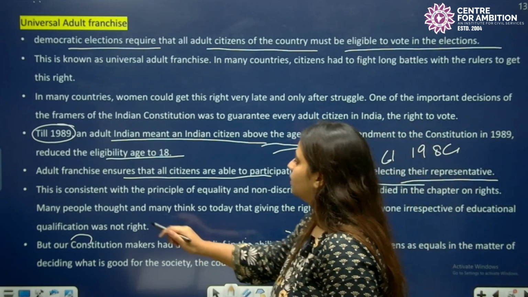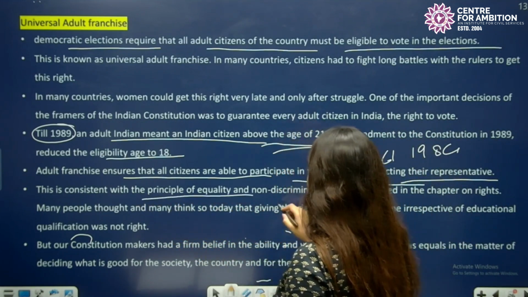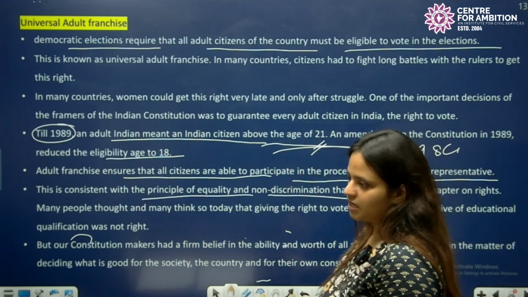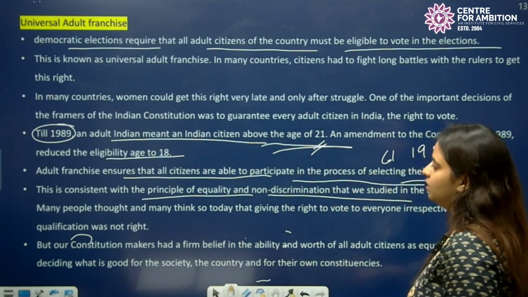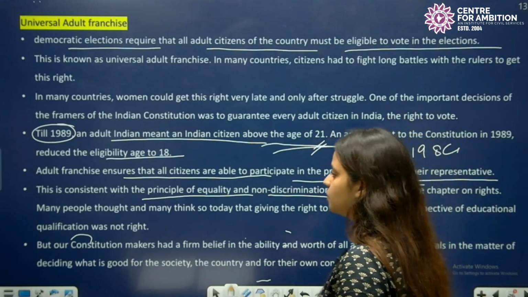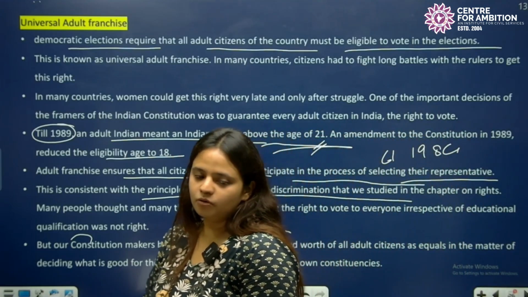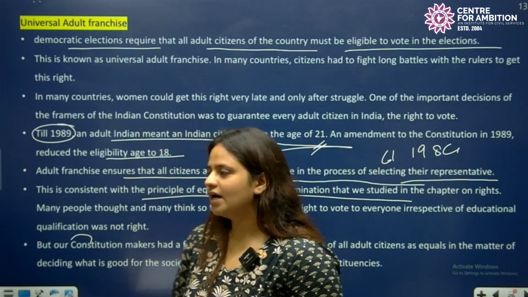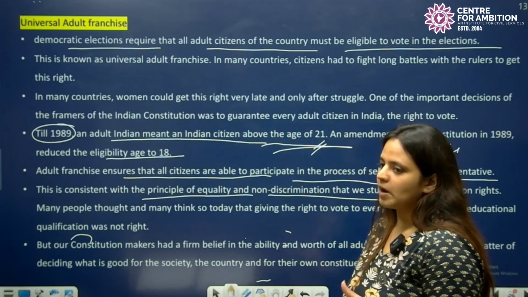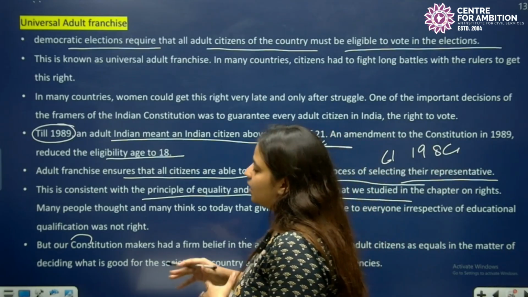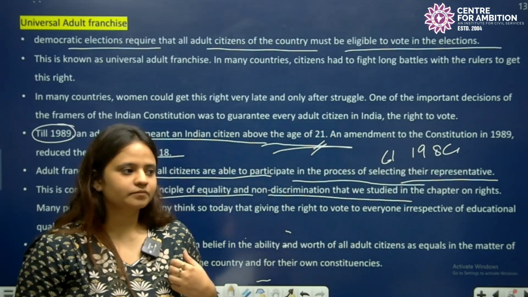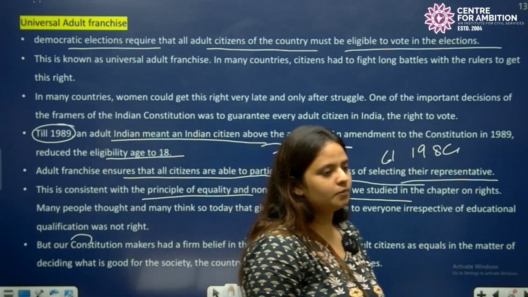Okay. So the principle of equality and non-discrimination that we have studied in the second chapter, when I was discussing the principle of equality and non-discrimination, I also discussed universal adult franchise. Not in that much detail, but I just mentioned the word and gave you the definition of it. So it was a discussion when the universal adult franchise came into the constitution.